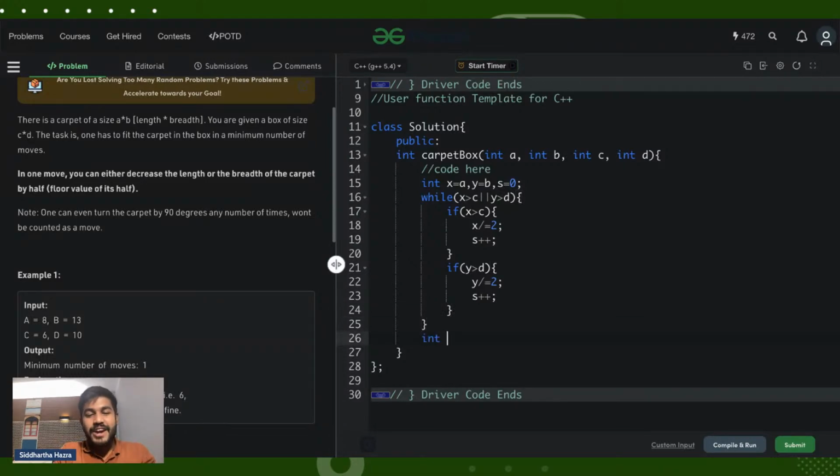Okay, we go down and we say answer is equal to s itself.